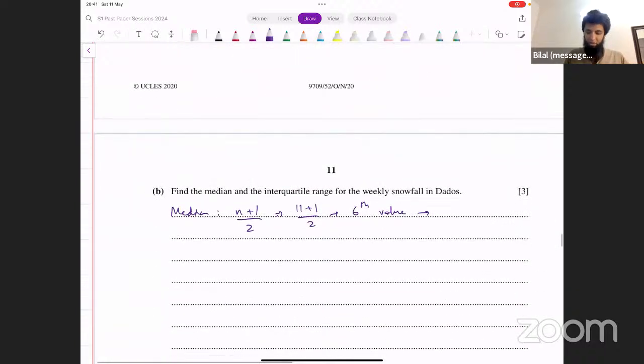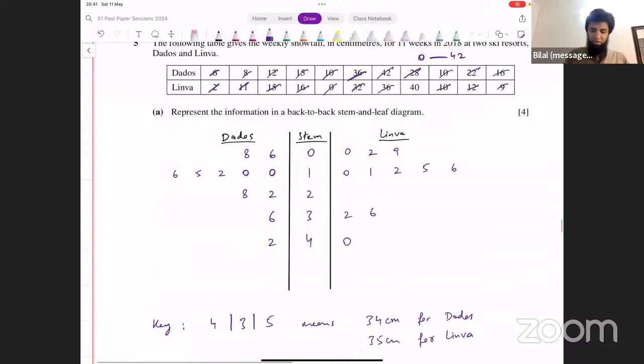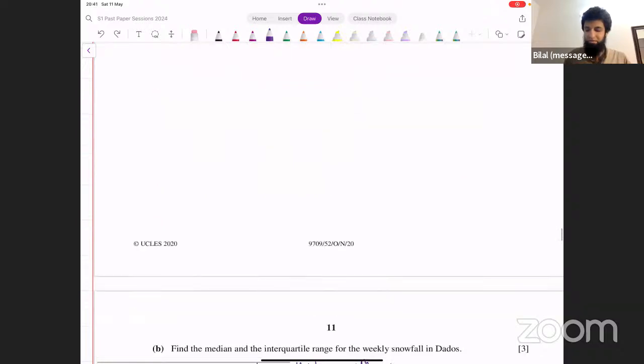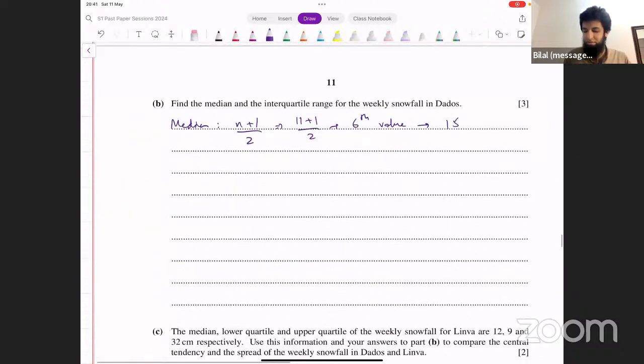What are we looking for? For this result, what's the median? 1, 2, 3, 4, 5, 6. This is going to be the median. Now, it's not 5. Median is not 5. It's 15. This is the stem. 15 is the median. We say this is 15 centimeters. That's the median. And then you have to find the interquartile range.